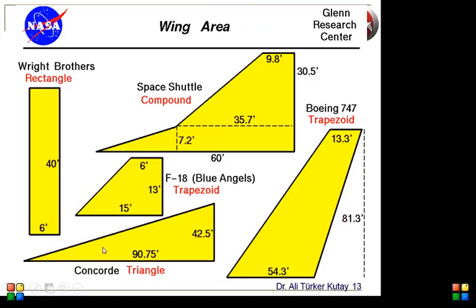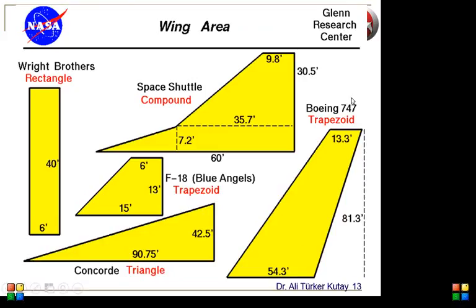The Concorde wing planform is a triangle. I will be talking about this Concorde aircraft quite often in this course. This was the only supersonic passenger airplane that was flying, and unfortunately it's not flying anymore. And being able to fly at supersonic speeds is very critical, and throughout the course I will be talking about this Concorde airplane.